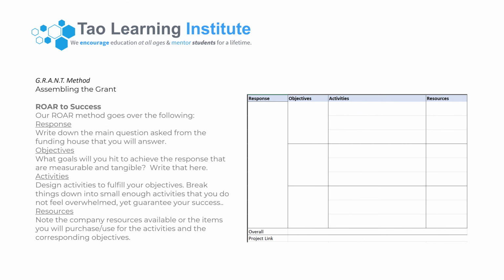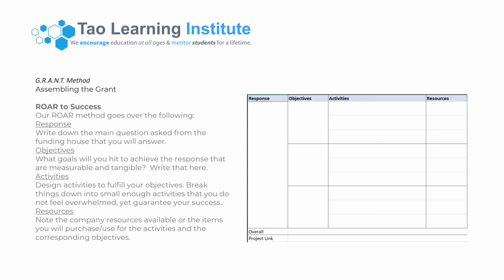We also use what's called the ROAR method. So instead of just chaotically putting out your ideas, we actually use this table and this chart, which breaks down that assembly really easily for you. So in the response area, you want to write down the main question asked from the funding house that you're going to answer.